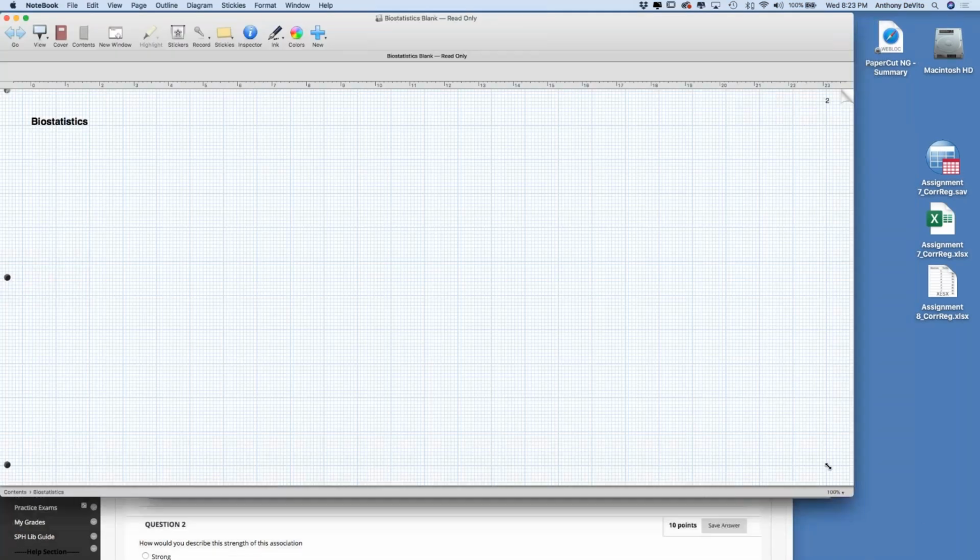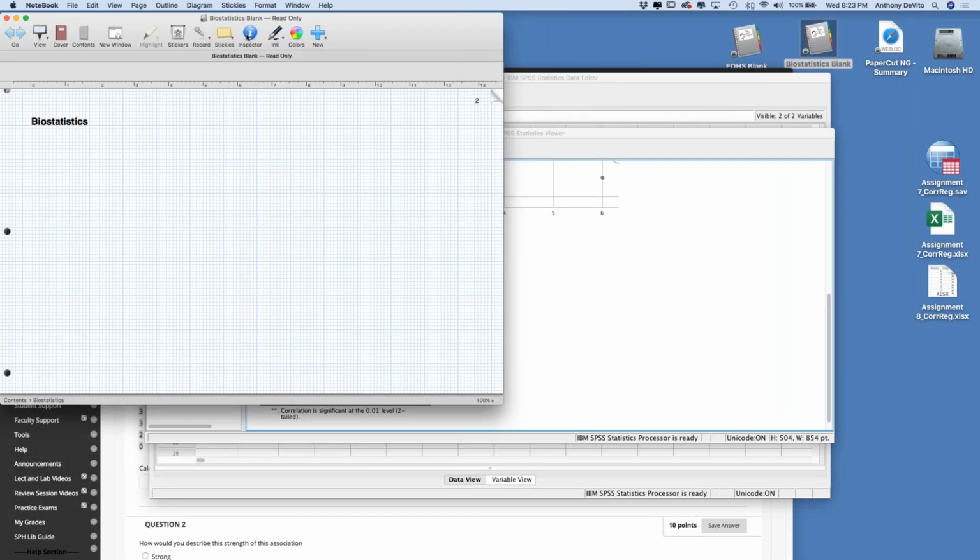Okay. So I can make this a little bit smaller without it crashing on me.